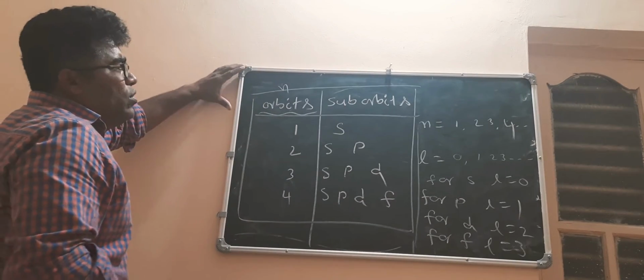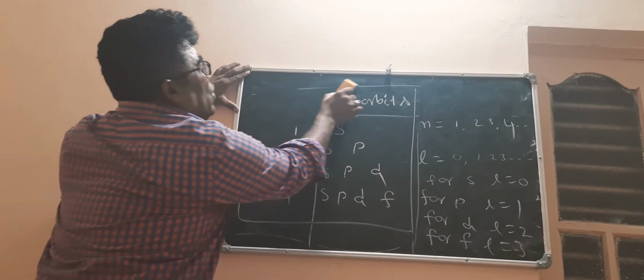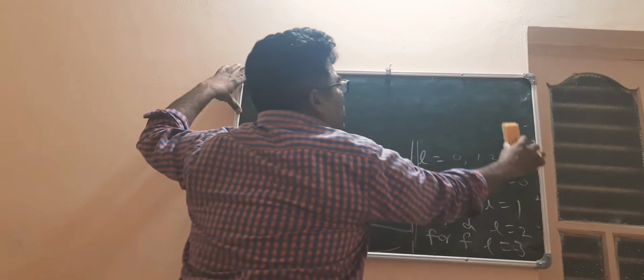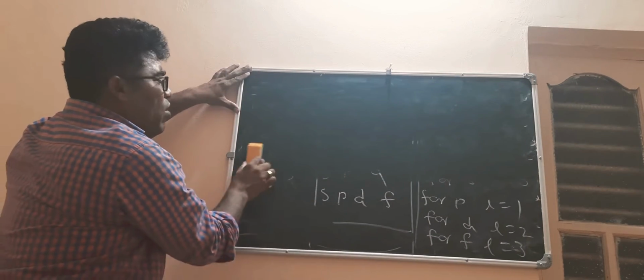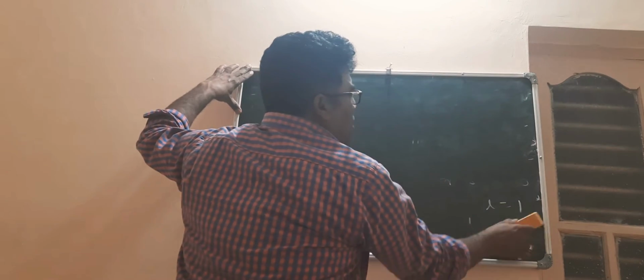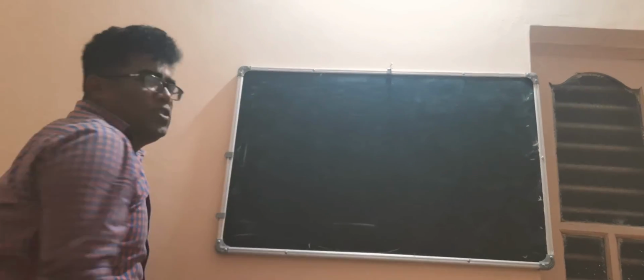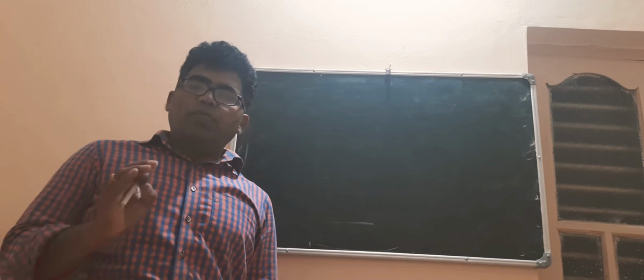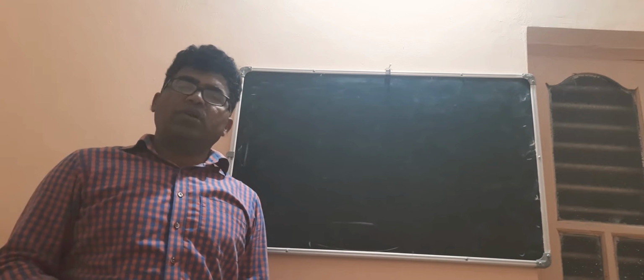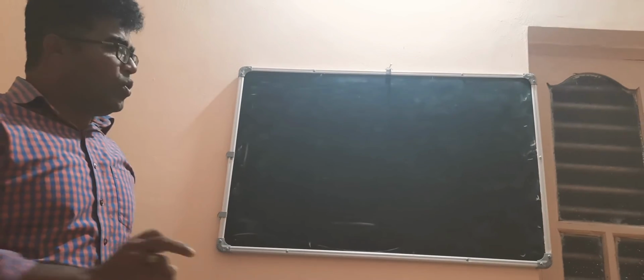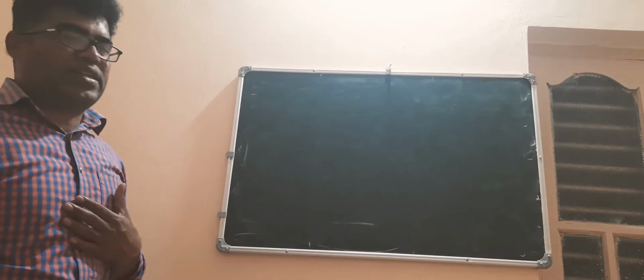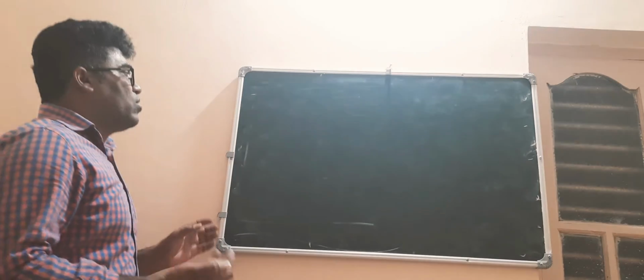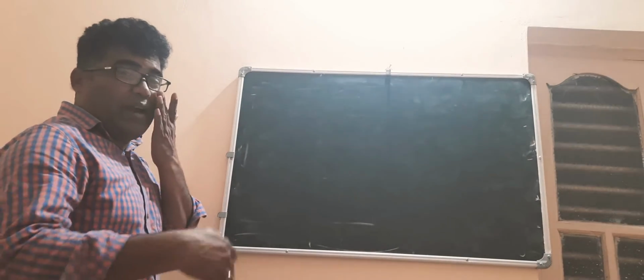Now, to learn electronic configuration, you need the Aufbau principle. What is the Aufbau principle? Electrons first enter into the lower energy level and then into the higher energy level. To learn electronic configuration in detail, you need 3 rules: the Aufbau principle, Pauli's exclusion principle, and Hund's rule. By knowing at least the Aufbau principle, you can learn to some extent.